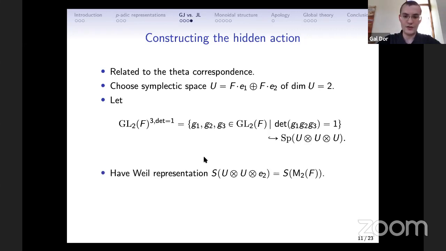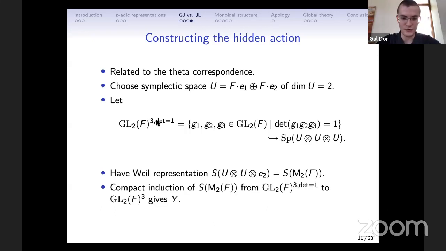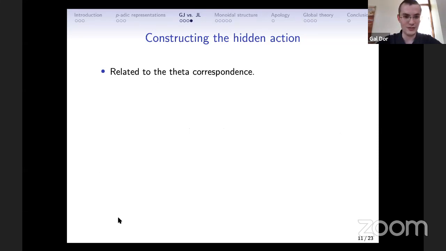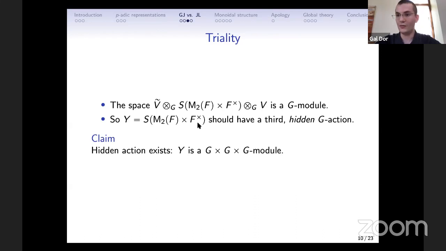And what this means is that we have a Weyl representation: if we choose some Lagrangian inside this 8-dimensional space, then it's a 4-dimensional vector space. Let's call it M2F. Then this space of functions on M2F carries an action of GL2F cubed with determinant 1. And finally, I can use induction with compact support from this subgroup of determinant 1 to all of GL2F cubed. And I exactly recover the space Y, this space of functions on M2F times F star, but this time with an explicit 3 actions of G that all act on it. Any questions?